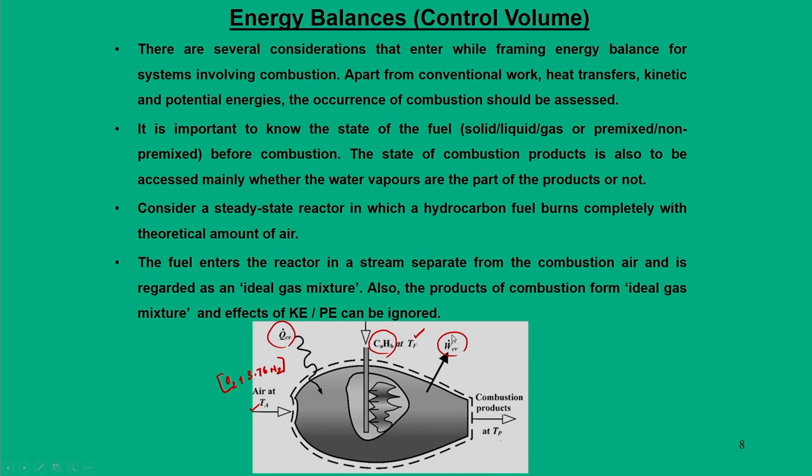So, this is the description of how a reactor works, or you can view this chemical reaction as a reacting system. It is a steady state reactor in which hydrocarbon fuel burns completely with the theoretical amount of air, and the combustion products are formed and treated as an ideal gas mixture. Conventionally, we ignore the effects of kinetic energy and potential energy. Another viewpoint is that many times air and fuel can come as a mixture or they can come separately, so accordingly we will have a single inlet or multiple inlets. In this way we call this premixed or non-premixed combustion, and the fuel can be solid, liquid or gas.